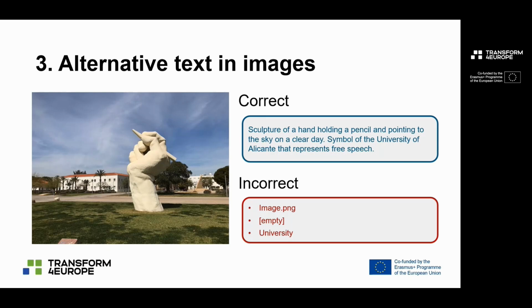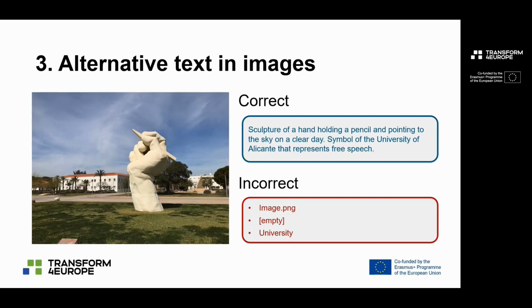In this case, my alternative text is: sculpture of a hand holding a pencil and pointing to the sky on a clear day, symbol of the University of Alicante that represents free speech. It is recommended not to exceed 150 characters in the alt text.